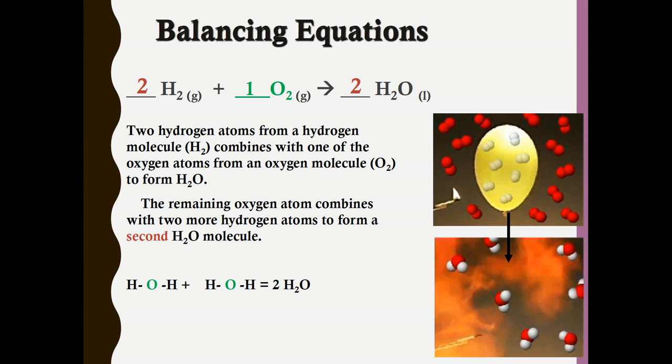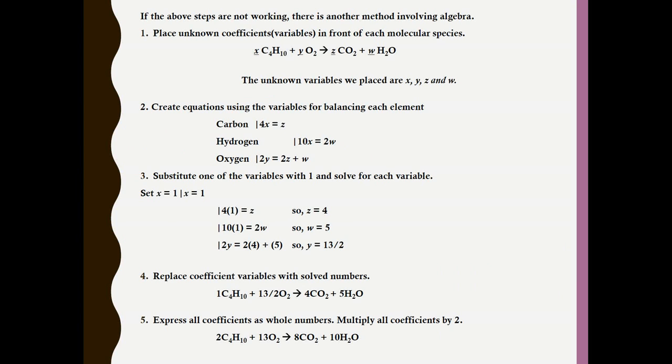And in the next step, the remaining oxygen atom is going to be added with 2 more hydrogen atoms to form the second water molecule. So in that case, as you can see at the bottom, 2 H's are attached to 1 oxygen, and again 2 H's are attached to another oxygen. So I get my 4 H's and my 2 oxygens to produce 2 molecules of water.